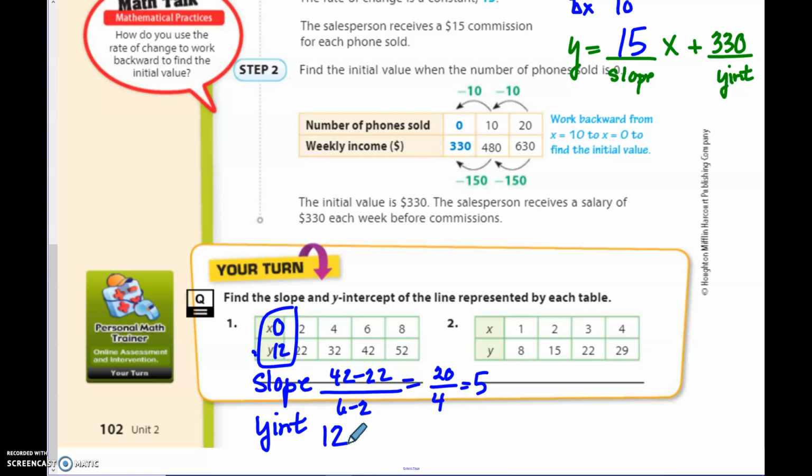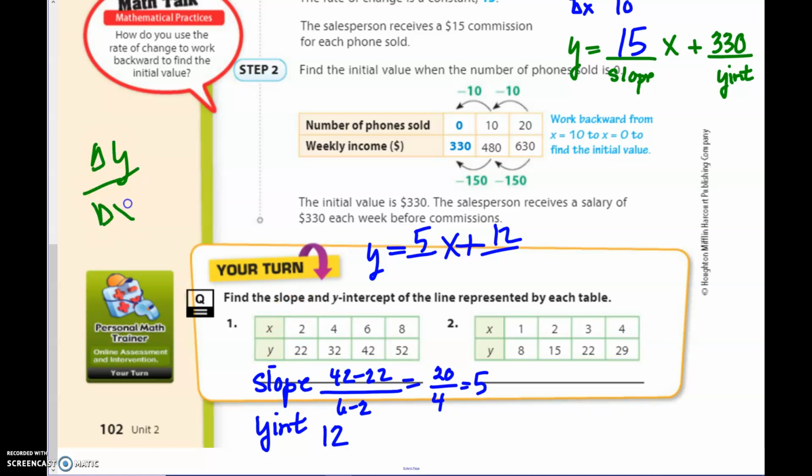Now, one thing further, to write this equation, they didn't ask us to do it, but if we did, it would be y equals blank x plus blank. So my slope is going to be 5, and my y-intercept will be 12. One other thing that I like to do when I find my slope is I like to do change in y over change in x. So what are the y's changing by? 10s. What are the x's changing by? 2. So 10 divided by 2 is 5, and that's exactly what we got.